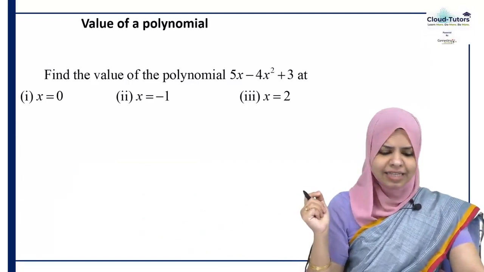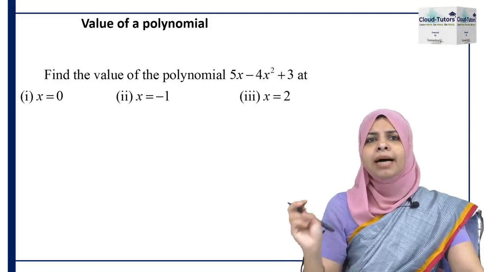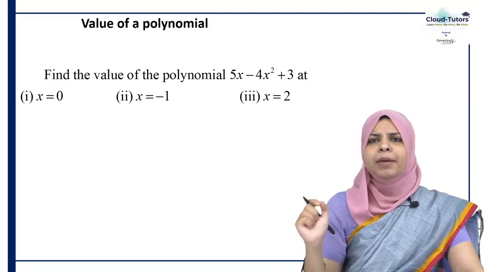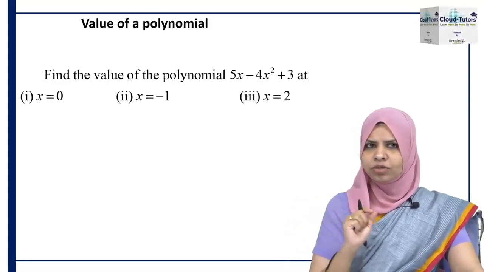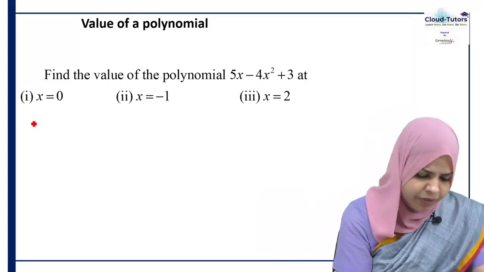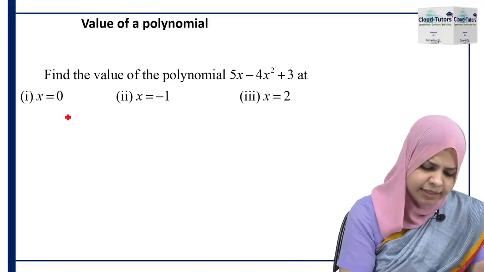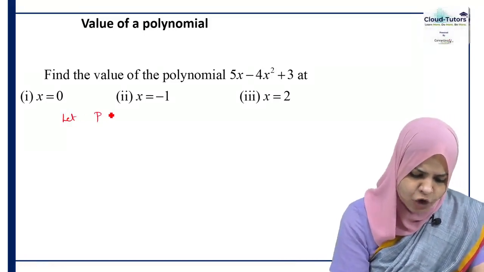So let's see another example. Find the value of the polynomial 5x minus 4x square plus 3 at x equal to 0, x equal to minus 1, x equal to 2. Let's do it. So for the first one, let us say p of x.